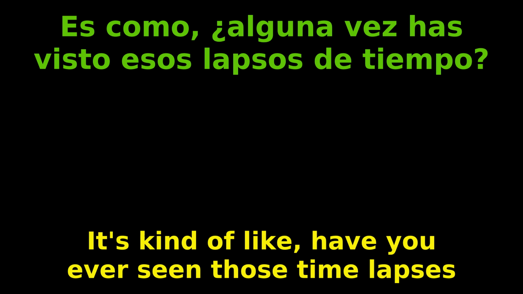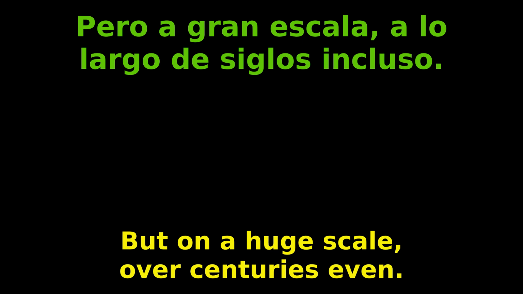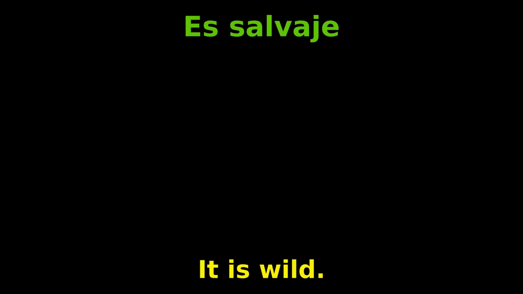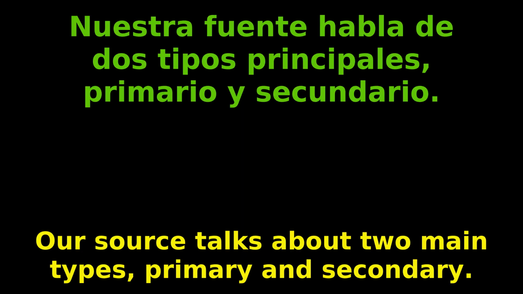Okay. I see. It's kind of like, have you ever seen those time lapses of a plant growing? Yeah, yeah. It's like that, but on a huge scale, over centuries even. Wow, that's wild. It is wild. So let's break it down. Okay. This ecological succession. Right. Our source talks about two main types, primary and secondary.